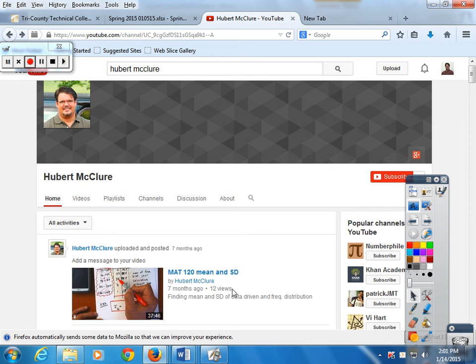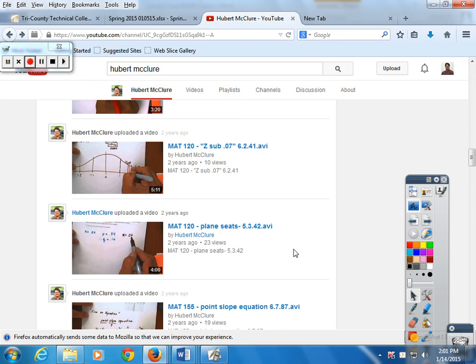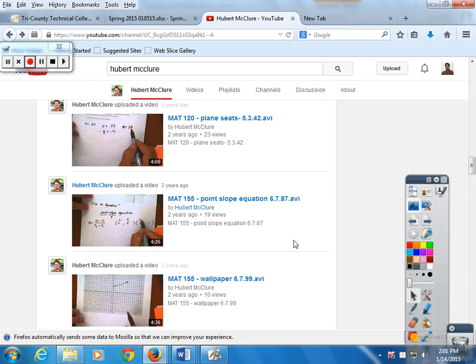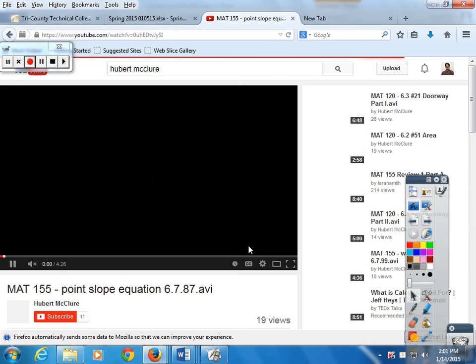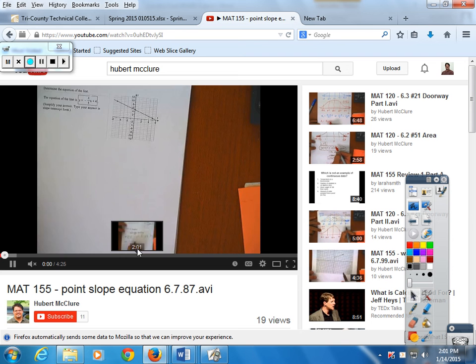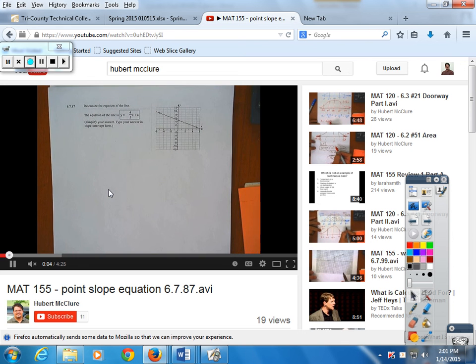And if you want to do a 120, let's see, this is 155. So just go down until you see 155. And point slope equation, which is 6.7, number 87 online. So this is the point slope equation. And there's the problem, and I'll go through and do it. Okay? So that's called virtual office hours.